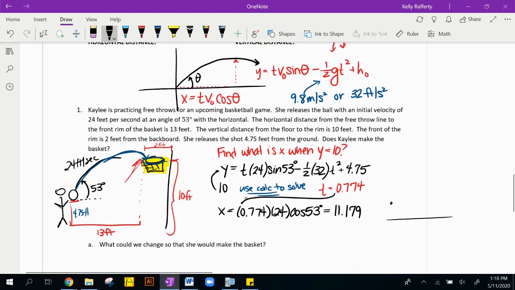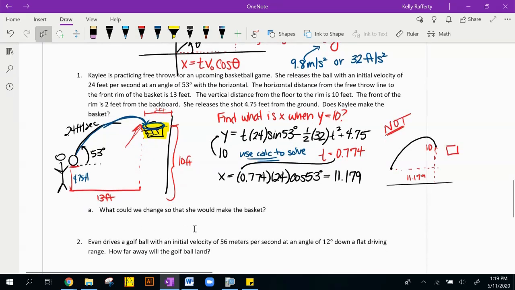So that's going to put us here, right? Our horizontal distance is 11.179, and our vertical distance is 10 feet in the air. But the basket's out here at 13, so she will not make it in.